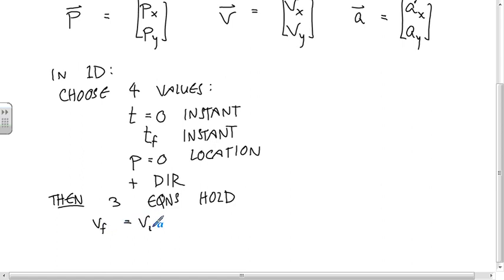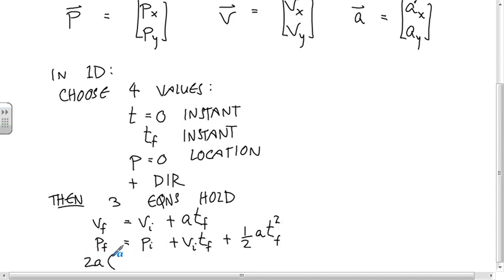VF equals VI plus ATF. PF equals PI plus VITF plus 1/2 ATF squared. And 2A times the quantity PF minus PI is equal to VF squared minus VI squared. Okay, you know all that.